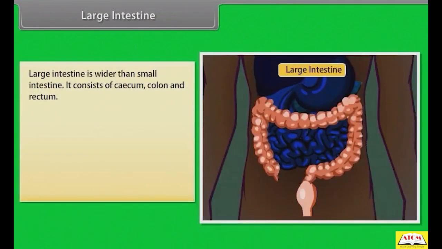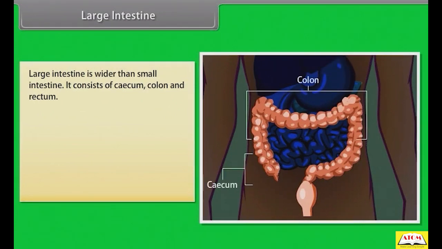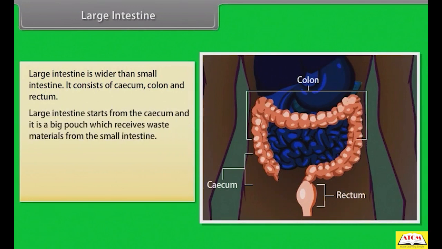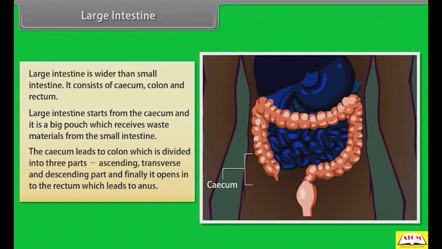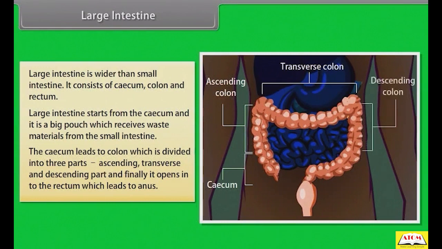Large intestine. The large intestine is wider than the small intestine. It consists of the caecum, colon and rectum. The large intestine starts from the caecum, which is a big pouch that receives waste materials from the small intestine. The caecum leads to the colon, which is divided into 3 parts: ascending, transverse and descending part, and finally it opens into the rectum, which leads to the anus.